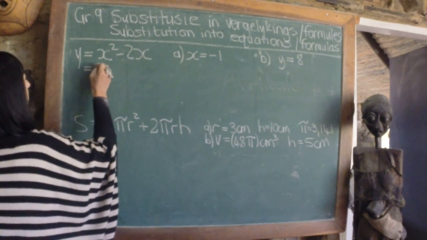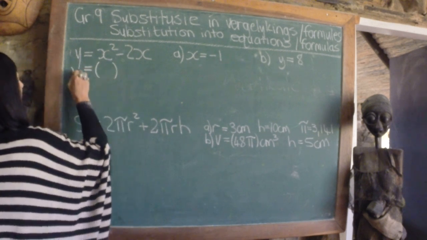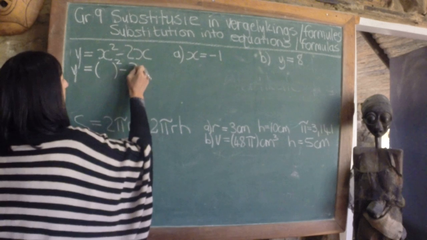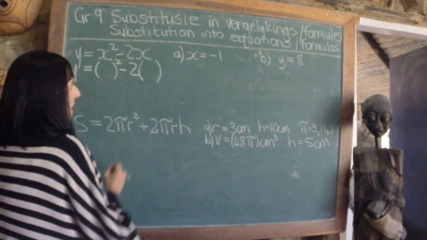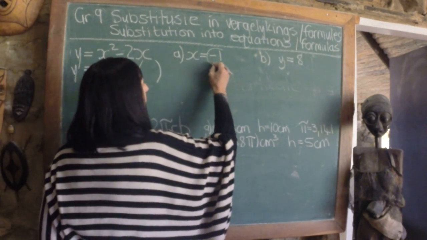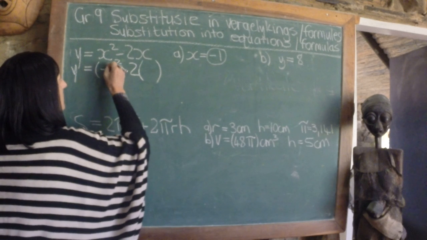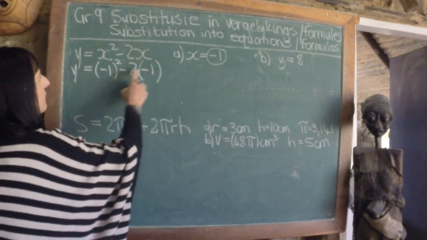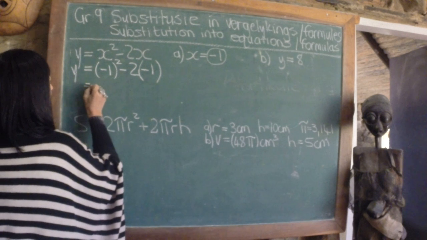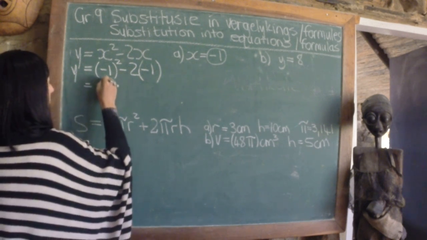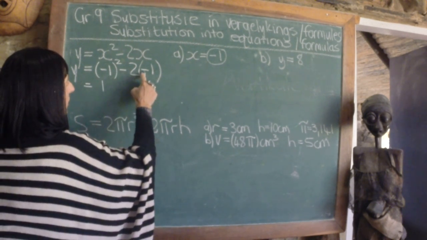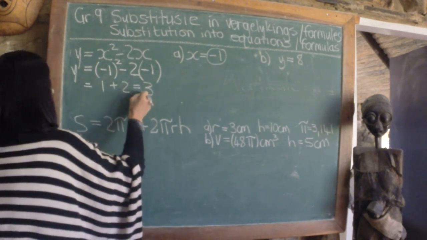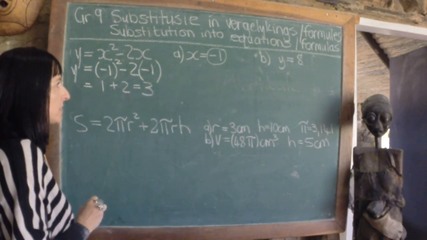So we're going to make brackets, y, we need y. We're going to make brackets in the place of x, and we're going to substitute the value of x into the place of the brackets. Very easy. Ons gaan die waarde van x in die hakies in vervang. So minus 1 maal minus 1 is 1. Minus 2 maal minus 1 is plus 2. And therefore y equals 3 if x equals minus 1.